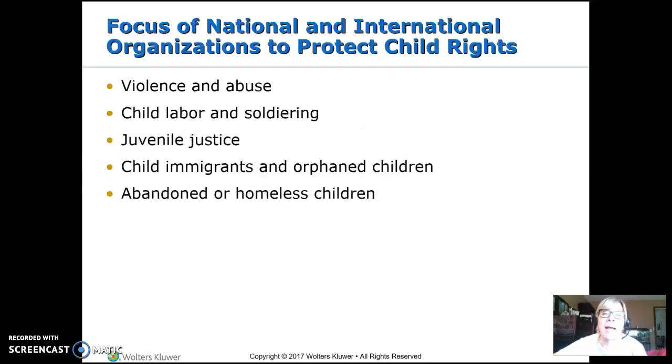So there are national and international organizations that are working to protect the rights of children, and their focus is violence and abuse, child labor, children being forced into military service, juvenile justice, immigrants and orphan children, and abandoned and homeless children.